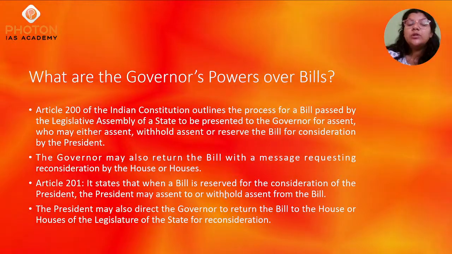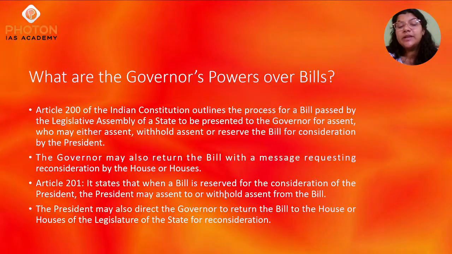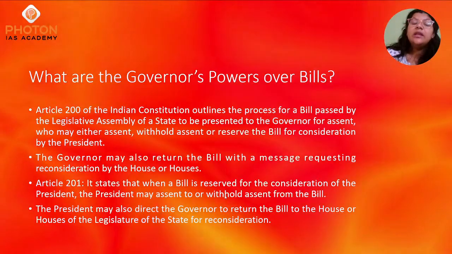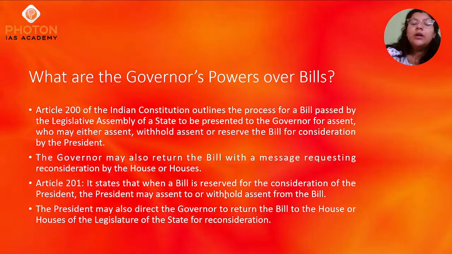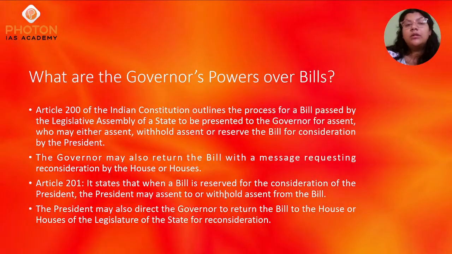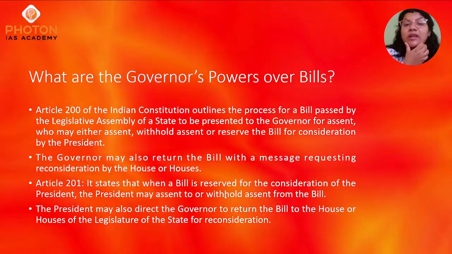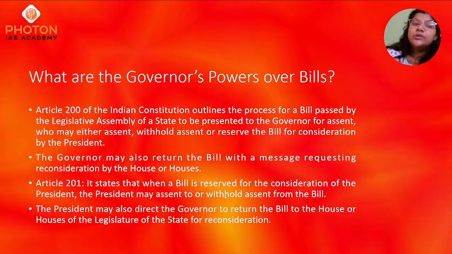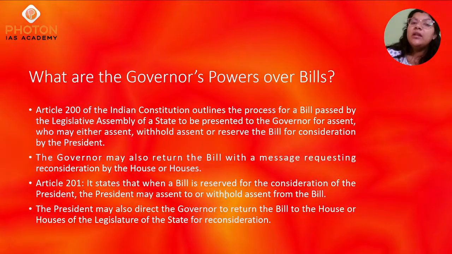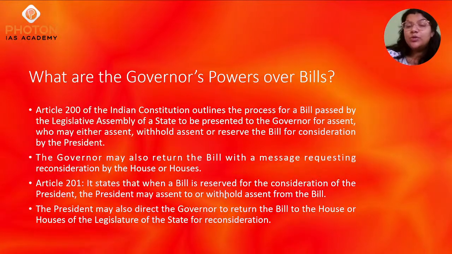And the president may also direct the governor to return the bill to the house or the houses of the legislature for the state for reconsideration. He also can return the bill to the house, suspensive veto. He can act upon the bill in suspensive veto. He can use that suspensive veto power. He can also use absolute veto power, where he does not have to give his agreement to the bill at all.